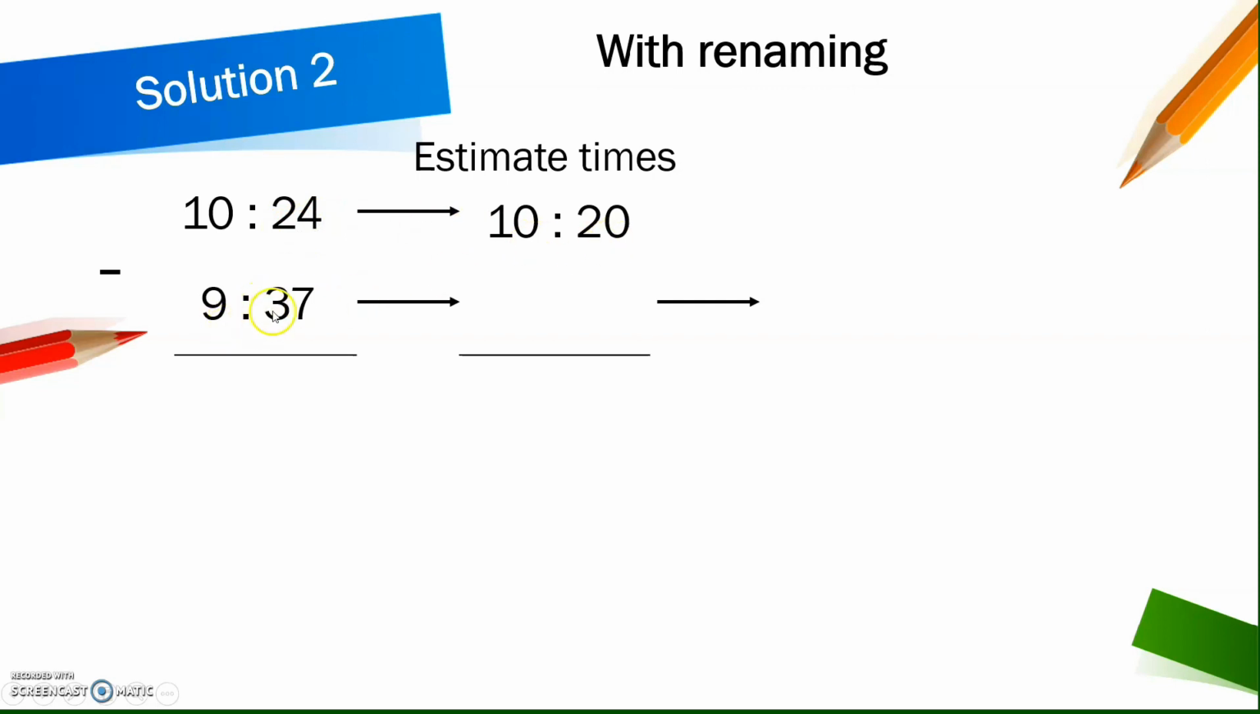And then 9. So, yung 3, ang katabi ng 3 ay 7 plus 1. So, it becomes 4. And then 7 becomes 0. Kaya 940. So, let's subtract.